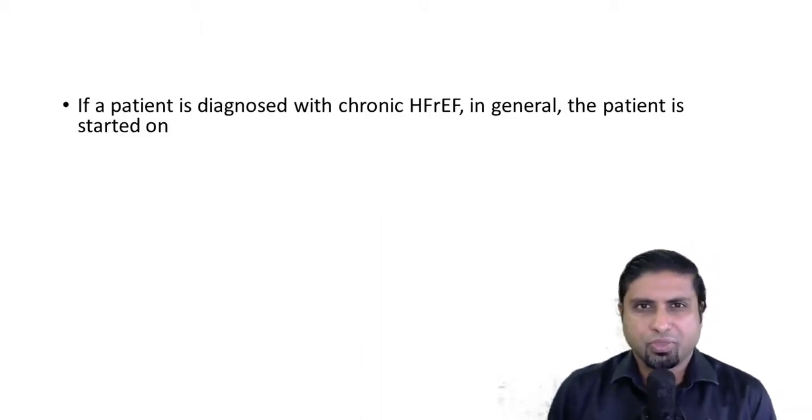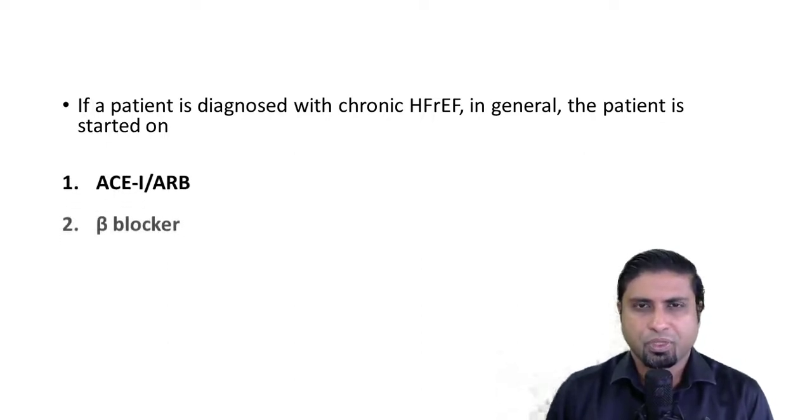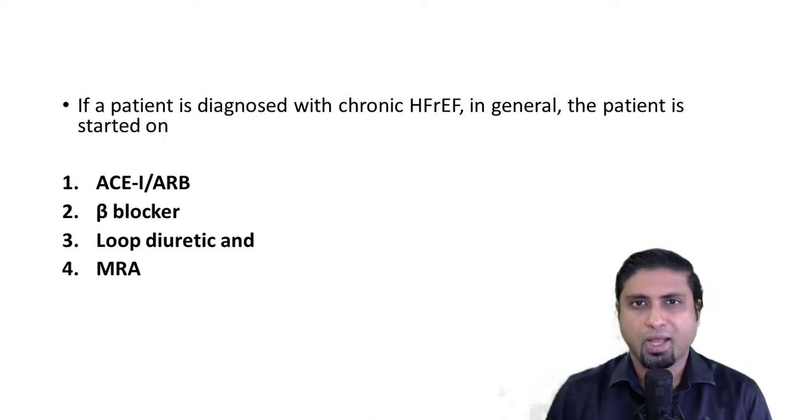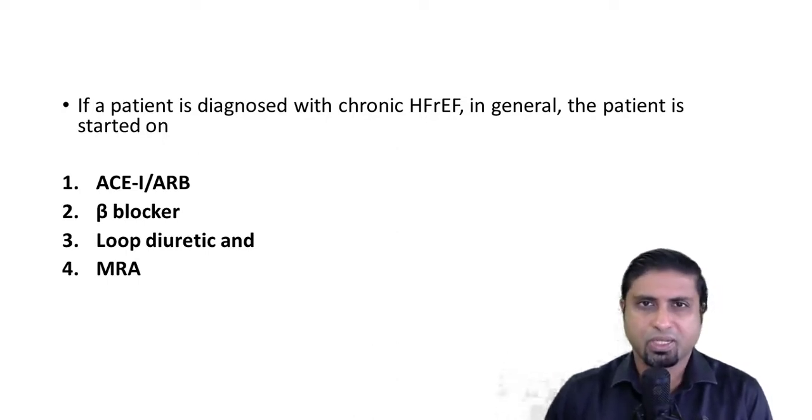In the previous videos, we discussed that if we diagnose a patient with chronic heart failure with reduced ejection fraction, in general, we start the patient on an ACE inhibitor, a beta blocker, a loop diuretic if congestive symptoms are present, and a mineralocorticoid receptor antagonist if not contraindicated. We also discussed that if the patient develops a cough and/or angioedema, we need to abandon the ACE inhibitor and replace it with an ARB instead.